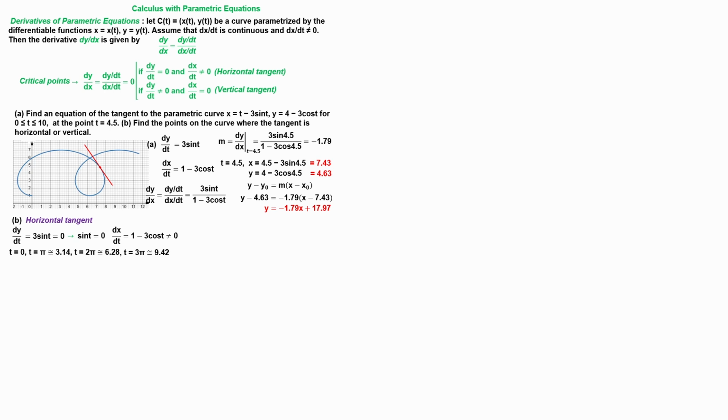Now that we have found the values of t that yield horizontal tangents, we can determine the corresponding x, y coordinates by plugging these values into the parametric equations. Therefore, the horizontal tangents will occur at the following points.